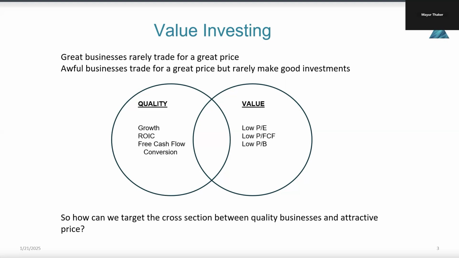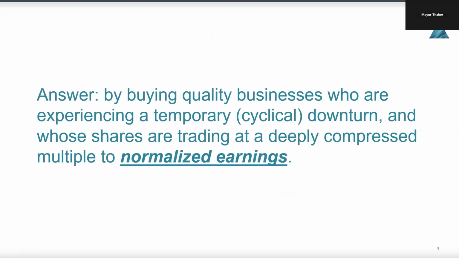So how can we target that cross-section, right? How can we target the cross-section between quality and attractive price? That is the key question here. And the answer is that by buying quality businesses who are currently experiencing a temporary or cyclical downturn, and therefore whose shares are trading at a deeply compressed multiple to normalized earnings. So a lot to unpack here.